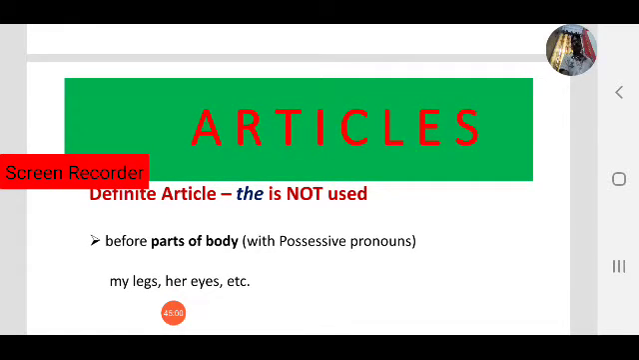Next, before parts of the body with possessive pronouns. You know, possessive means belonging. In that case, we need not use the. We can use the before organs of the human body, the heart, but in the possessive case we need not use the my heart. My is the possessive. My heart, our heart, like that. Our eyes. In that case, they are with possessive pronouns.